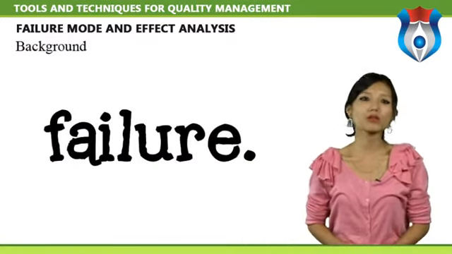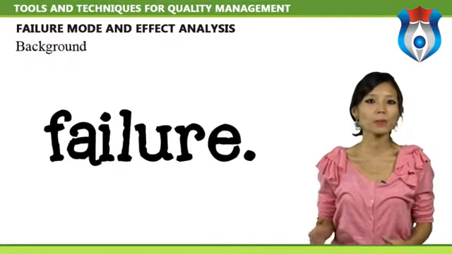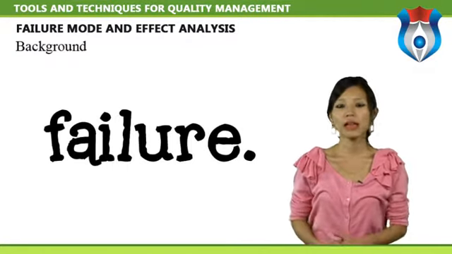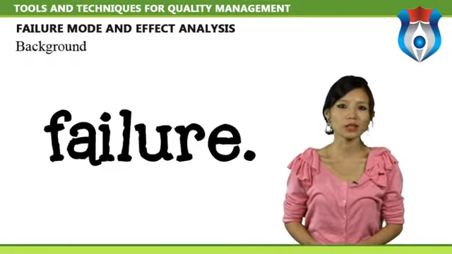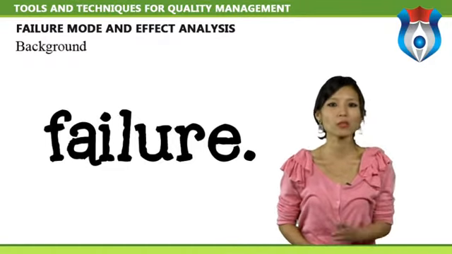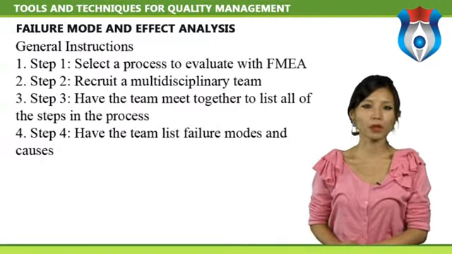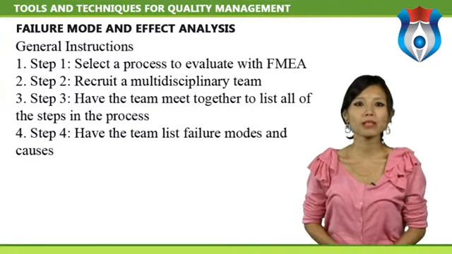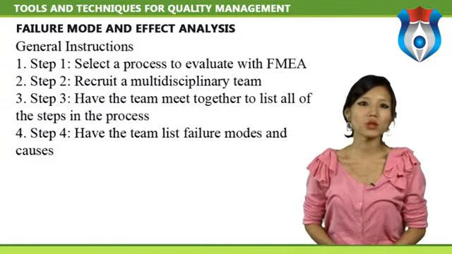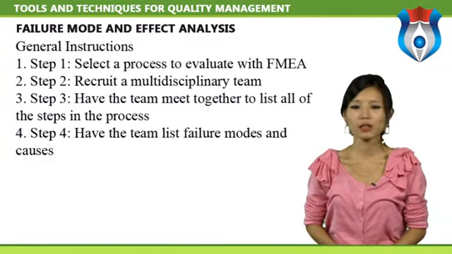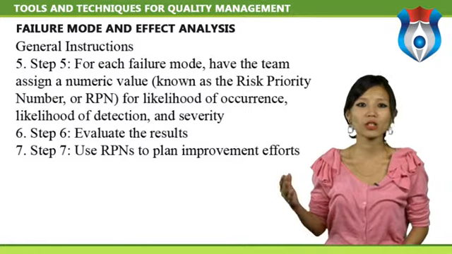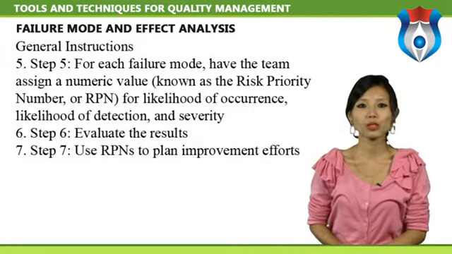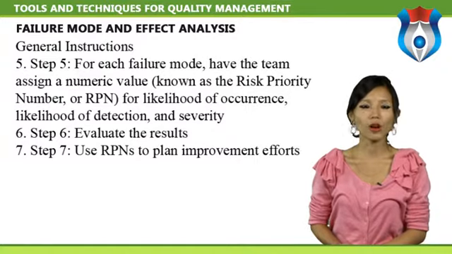Background. Failure modes and effect analysis (FMEA) was developed outside of healthcare and is now being used in healthcare to assess risk of failure and harm in processes and to identify the most important areas for process improvements. General instruction. Step 1. Select a process to evaluate with FMEA. Step 2. Recruit a multidisciplinary team. Step 3. Have the team meet together to list all of the steps in the process. Step 4. Have the team list failure modes and causes. Step 5. For each failure mode, have the team assign a numeric value known as a risk priority number, RPN, for likelihood of occurrence, likelihood of detection, and severity. Step 6.